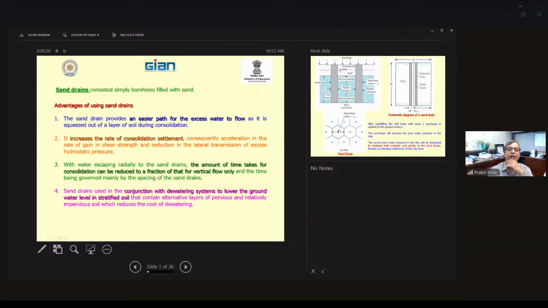So basically, the advantage of the sand drain is that it provides an easier path for the excess water to flow as it's squeezed out of the layer of soil during consolidation. It increases the rate of consolidation settlement, consequently acceleration of the rate of gain of shear strength, obviously, and then reduction in the lateral transmission of the excess hydrostatic pressure. The time it takes for consolidation can reduce to a fraction of that in vertical flow only. So we have earlier normal consolidation with vertical flow and then the radial and vertical combined.